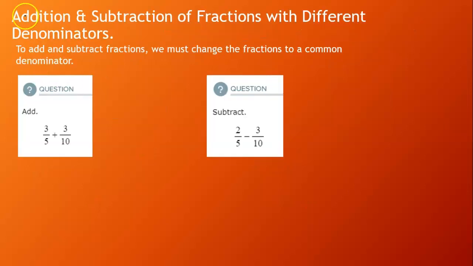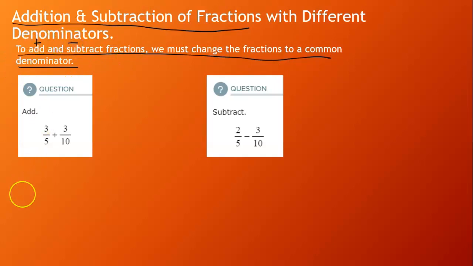All right, I want you to add a new section to your notebook, addition and subtraction of fractions. You don't need to write down that it's different denominators. To add and subtract fractions, we need to change our fractions to a common denominator. So you might want to write this down. And remember, you can always abbreviate, like you can use plus and minus for subtract. So pause the video right now and write down that to add and subtract fractions, we need to change the fractions to a common denominator.